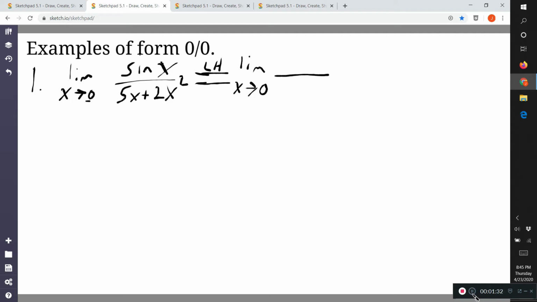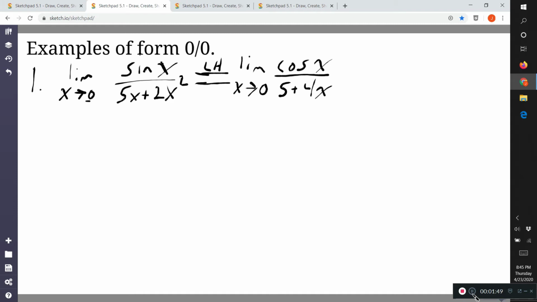So the derivative of sine is cosine. Now if your brain went negative cosine, you're still on antiderivatives and you're going to have to correct your thinking. On the bottom, the derivative is going to be 5 plus 4x. And we simply attempt to plug in 0 again.